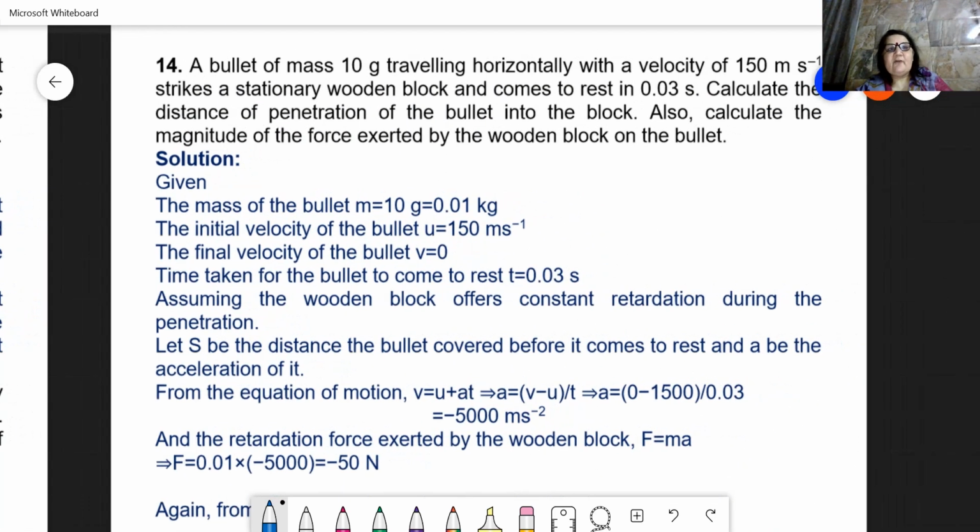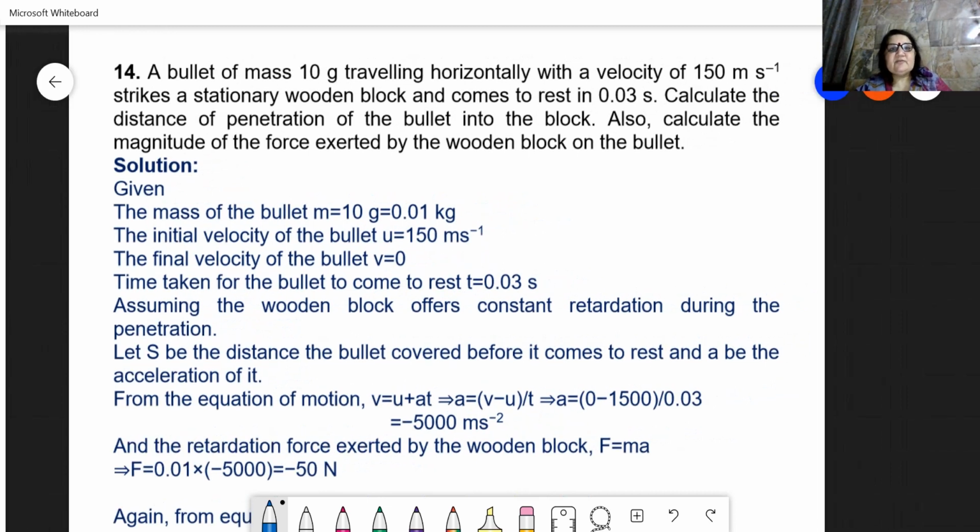Now on question number 14, you have a bullet question. When a bullet question comes, it is not necessary that it is about recoil. In this question, it is not on recoil. The question is: a bullet of mass 10 gram traveling horizontally with a velocity of 150 meter per second strikes a stationary wooden block and comes to rest. That means this is actually a question based on your equations of motion, and he's asking about the distance of penetration, meaning he's asking about S.